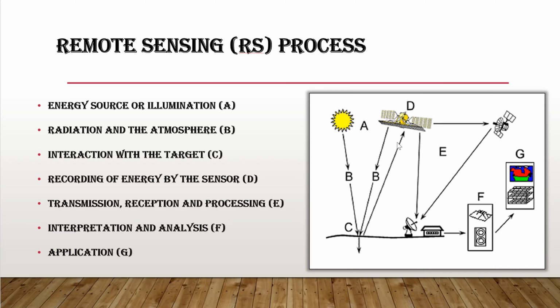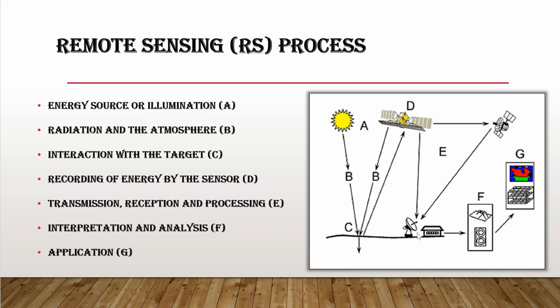The next is D, that is recording of energy by the sensor. After the energy has been scattered by or emitted from the target, we require a sensor to collect and record the electromagnetic radiation. Then the transmission, reception and processing. The energy recorded by the sensor has to be transmitted, often in electronic form, to a receiving and processing station where the data are processed into an image that may be available in hard copy or in digital form.